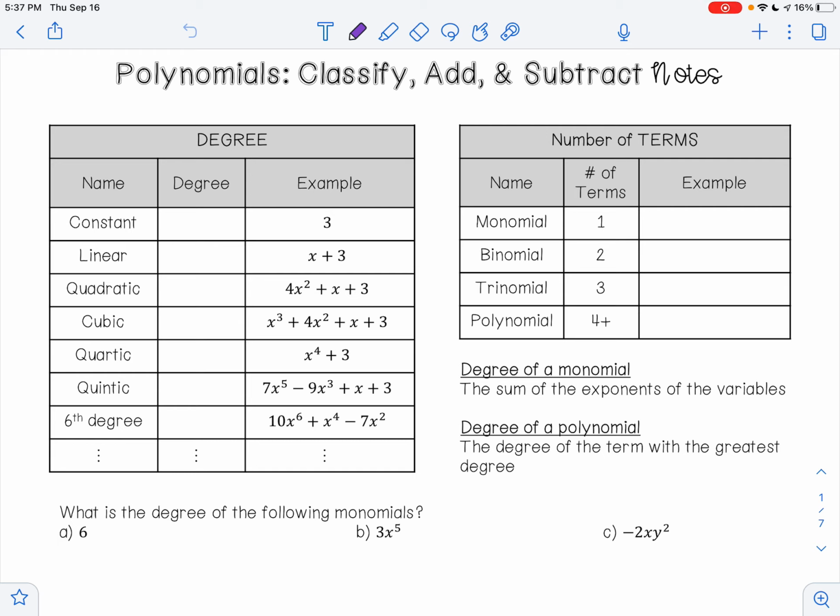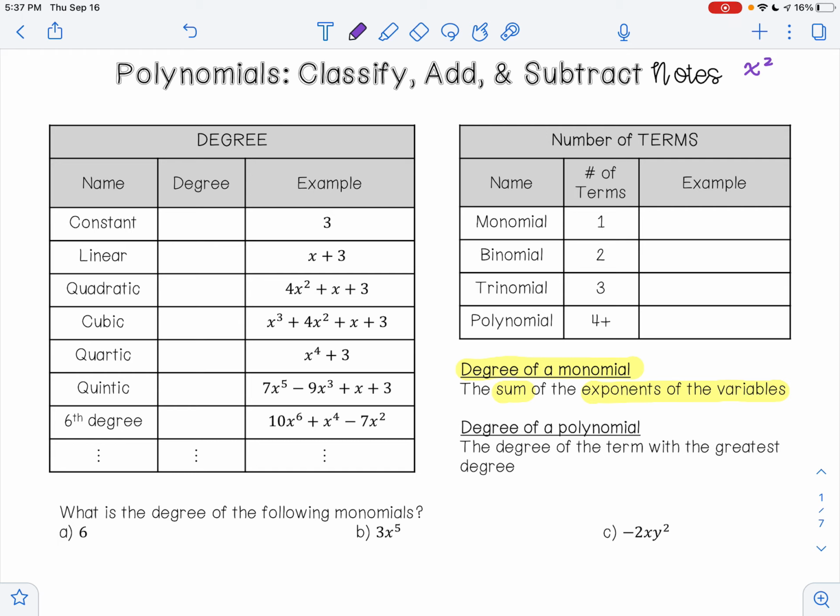So the degree of a polynomial, let's start with the monomial. The degree of a monomial is the sum of the exponents of the variables. So when you're talking about just one variable, the degree would be the highest exponent. If you have more than one variable in a term, then you would add those exponents together, and that would give you the degree. So for example, if I have something like x squared, my highest degree is 2.